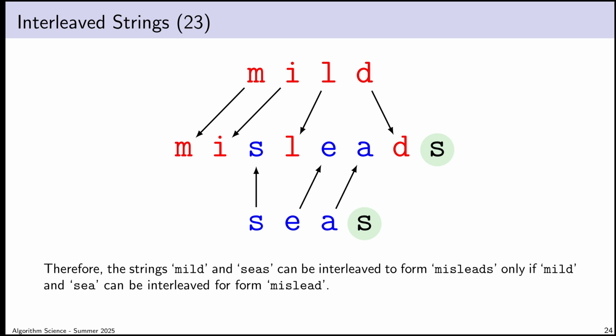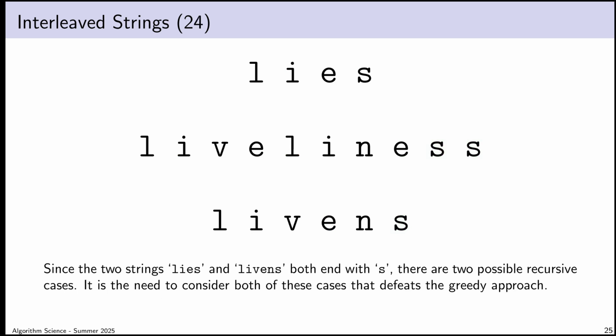So in other words, I can interleave "mild" and "sees" to form "misleads" only if I can find some way to interleave "mild" and "see" to form "mislead". Now, what about this situation here? These are the strings that have some ambiguity: "lies" and "livens", and the middle string is "liveliness". If we look at the last character of this string, the problem is that it's an S, and both other strings could give me that character.